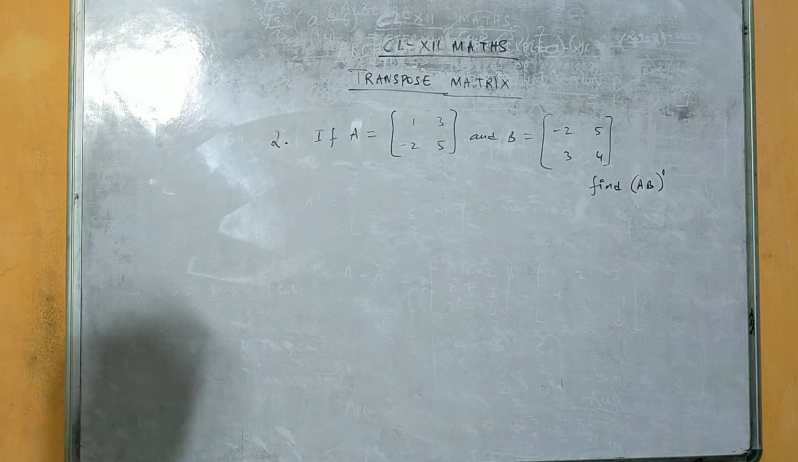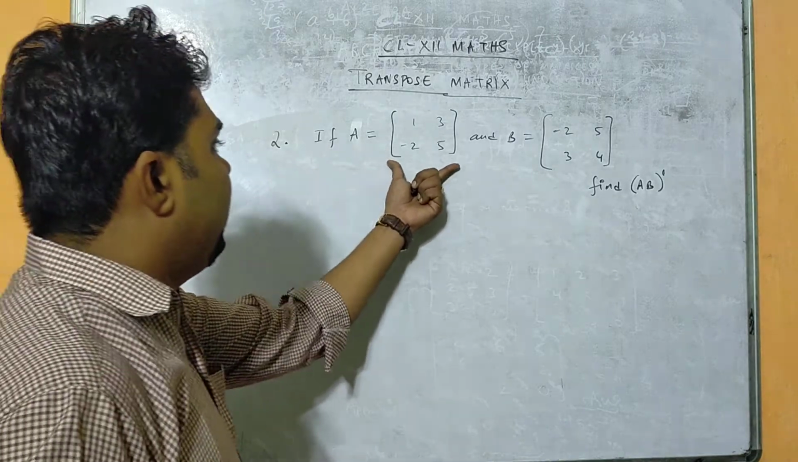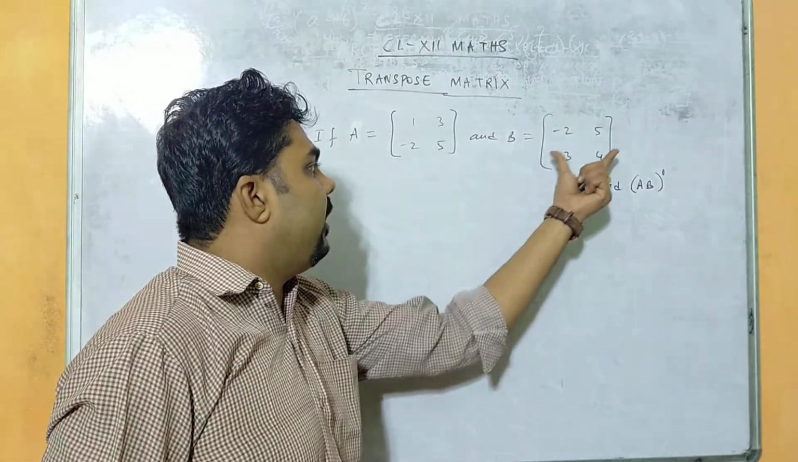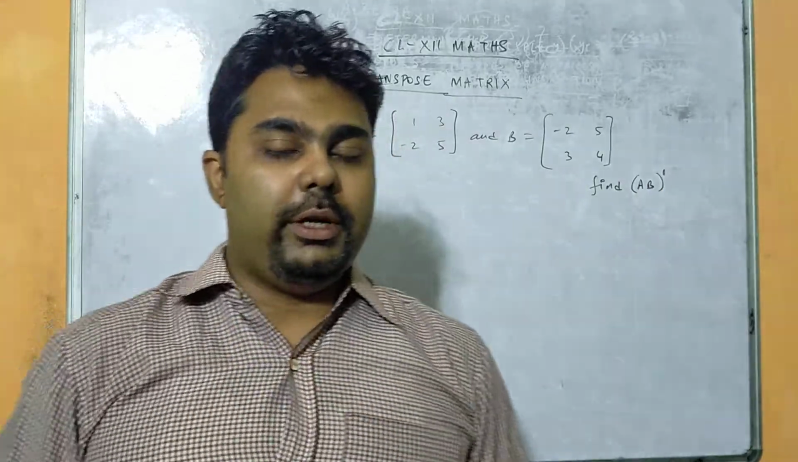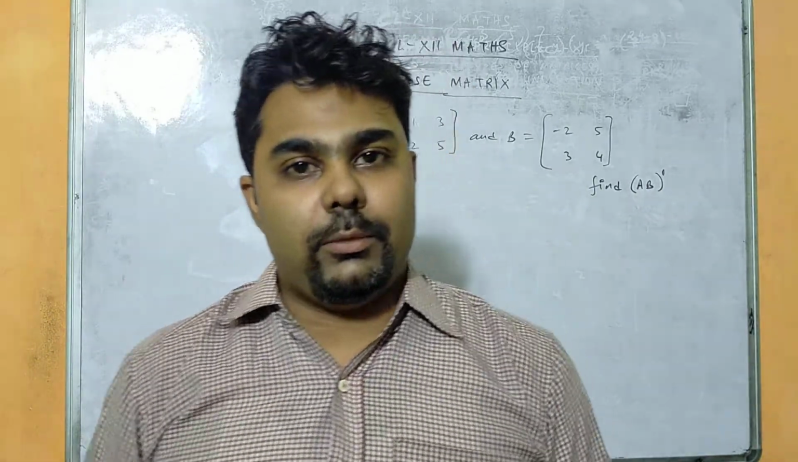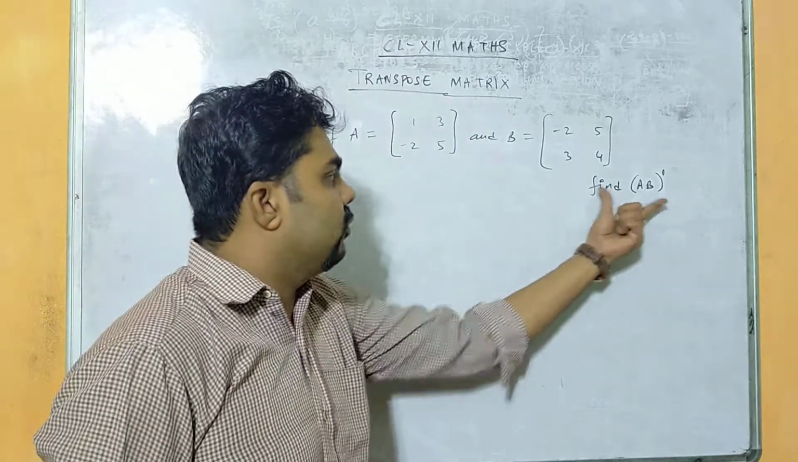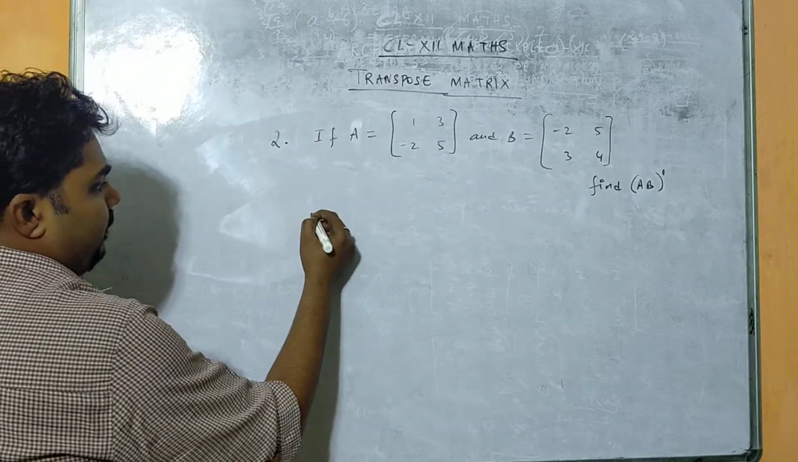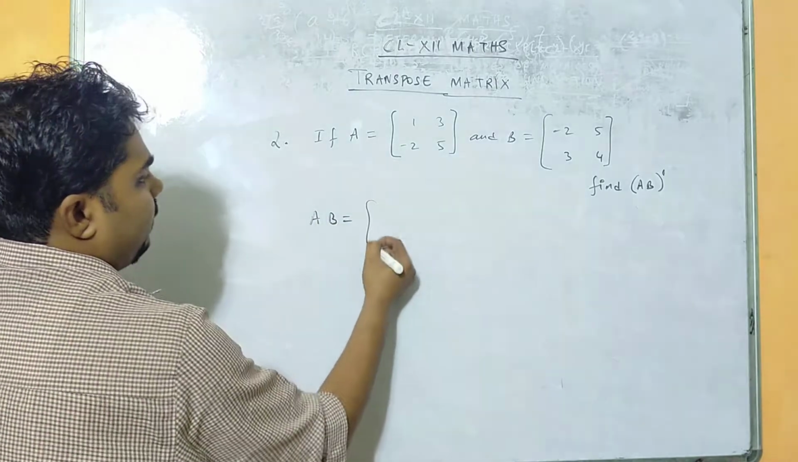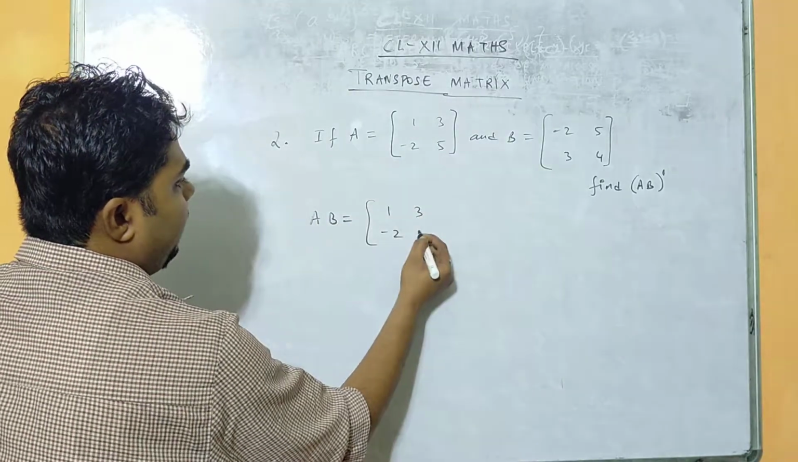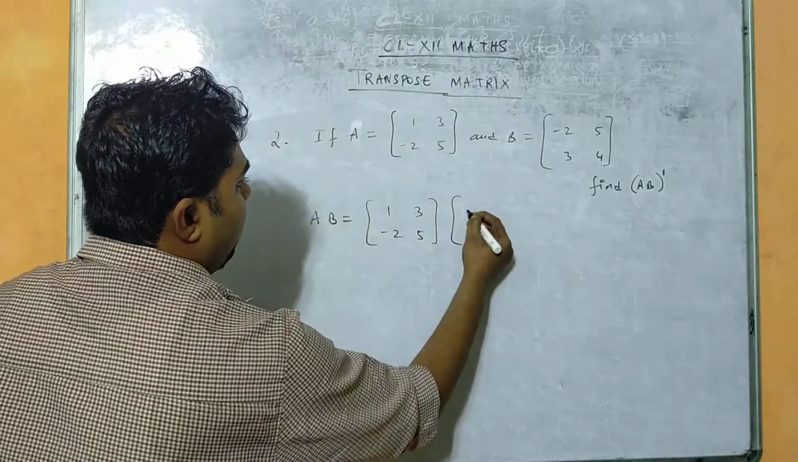Next question we have: if matrix A is given as 1 3, minus 2 5 and matrix B as minus 2 5, 3 4, we have to find AB complement. That means first we have to find the product of matrix A and matrix B, then we have to find its transpose, right? In my previous class, this multiplication of matrices we also solved. AB is the multiplication of matrix A into matrix B.